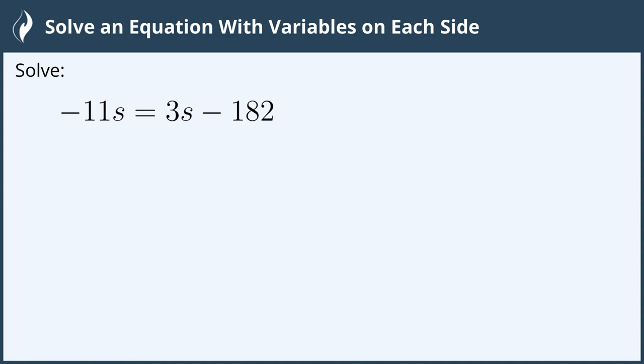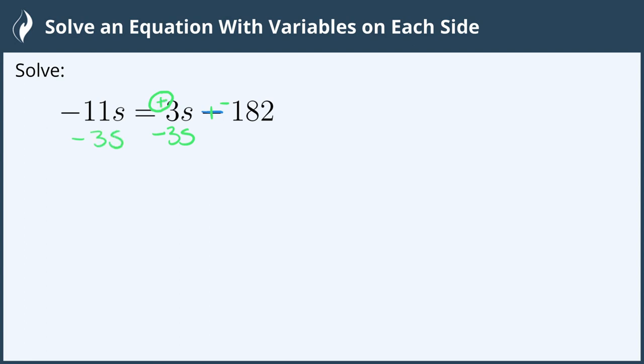Now, some may think that because this is a subtraction sign here, that we would need to add 3s. However, we need to look at the sign in front of the 3s. Another way to help remember that is that we can add the opposite. So if we add the opposite, this will help us to see that the 182 is negative, but the 3s is positive. So to negate that, we need to subtract 3s, and we'll do it from both sides.